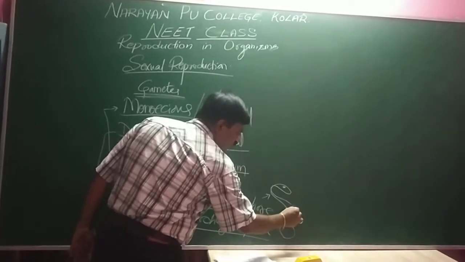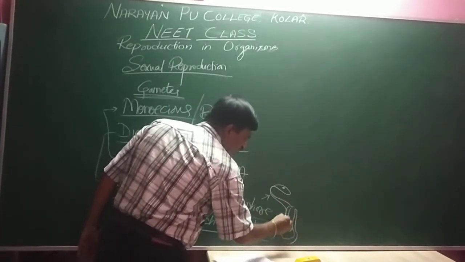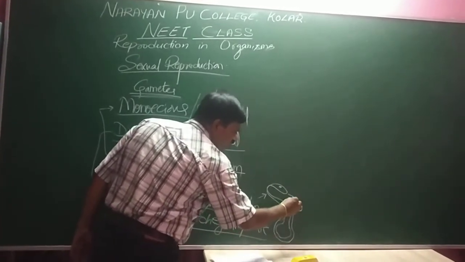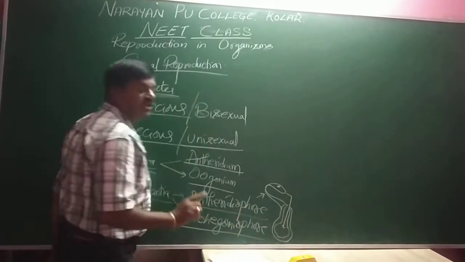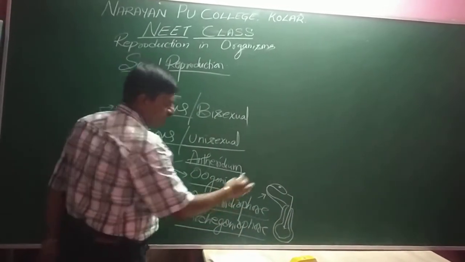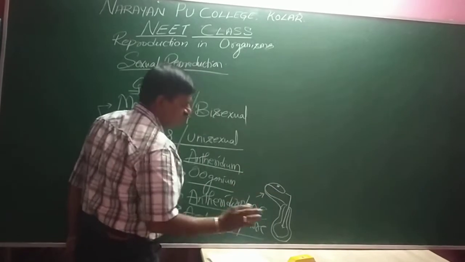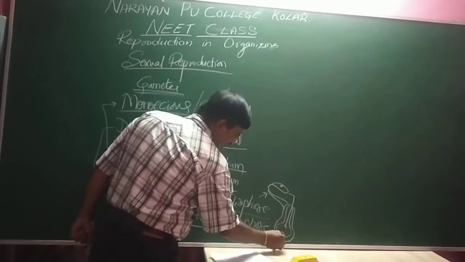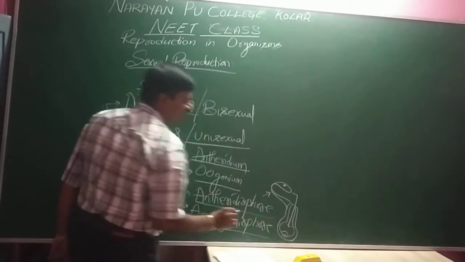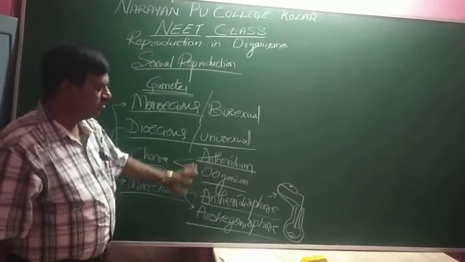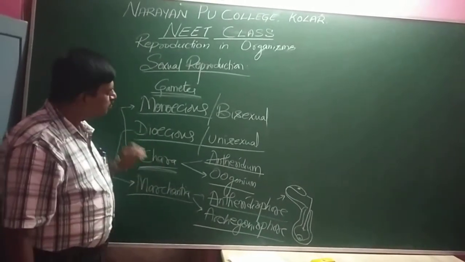Once it is matured or opened, the biflagellated zoospores swim in the water, reach a female plant, pass into the archegonium and fuse with an egg cell to give rise to a zygote. So this is a plant.